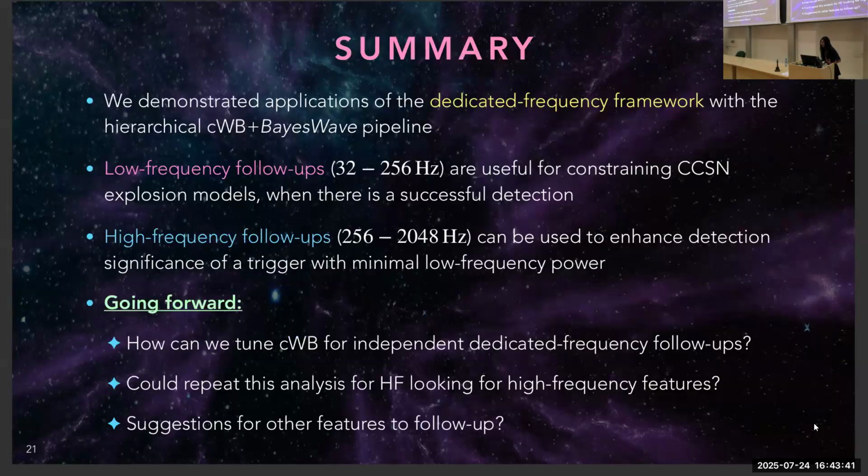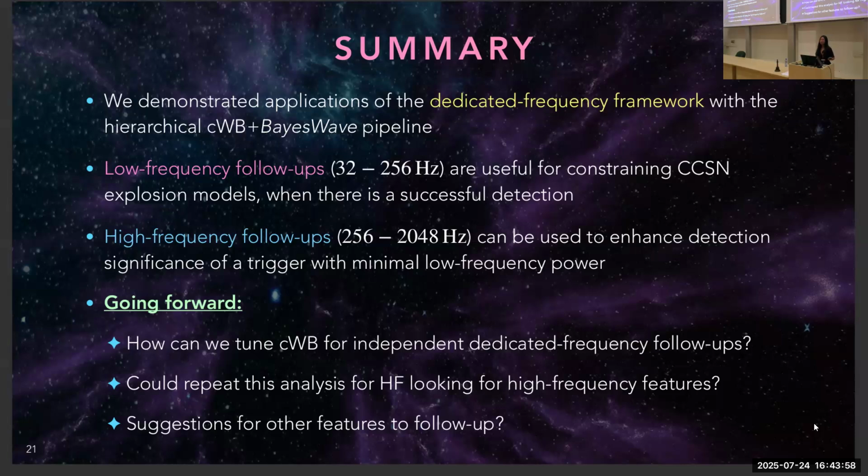So just to summarize, we've demonstrated in this work the applications of our dedicated frequency framework, which is a hierarchical pipeline that uses CWB to search for eligible candidates and then uses Bayes wave to follow them up using its own full analysis and then these bandpass analyses.